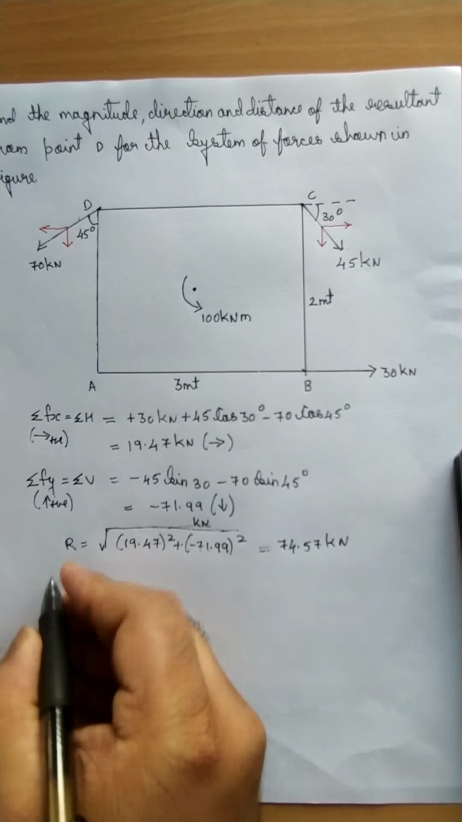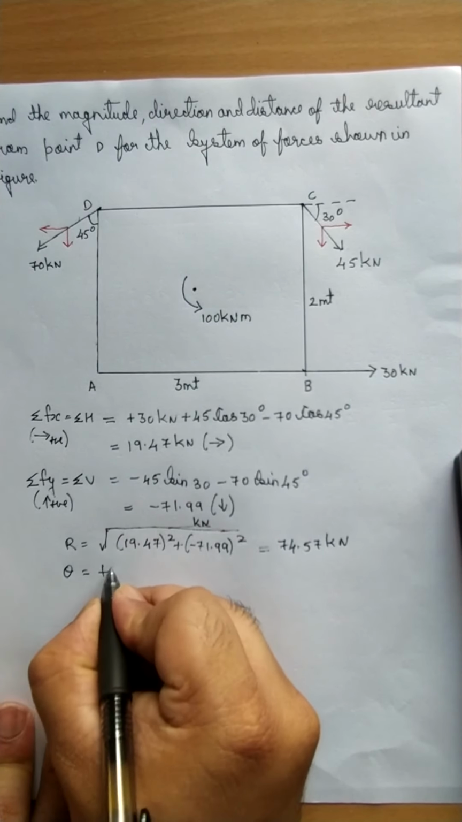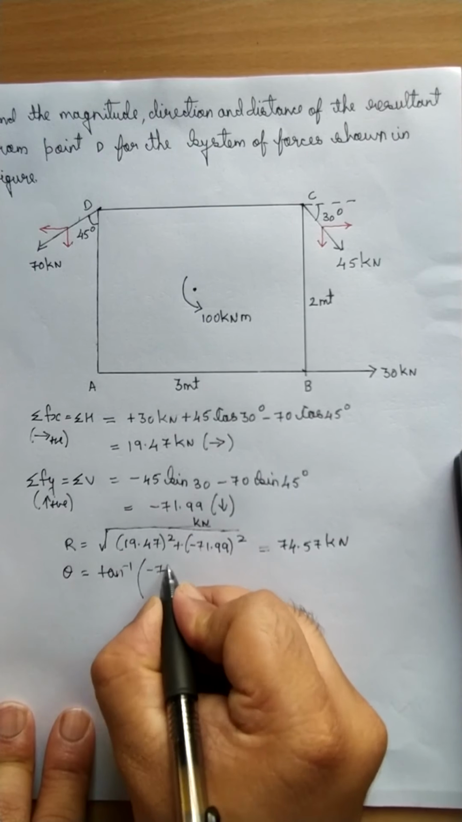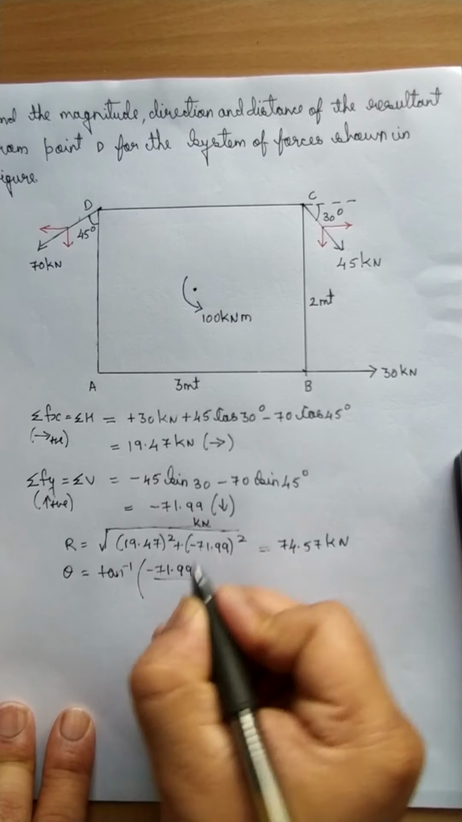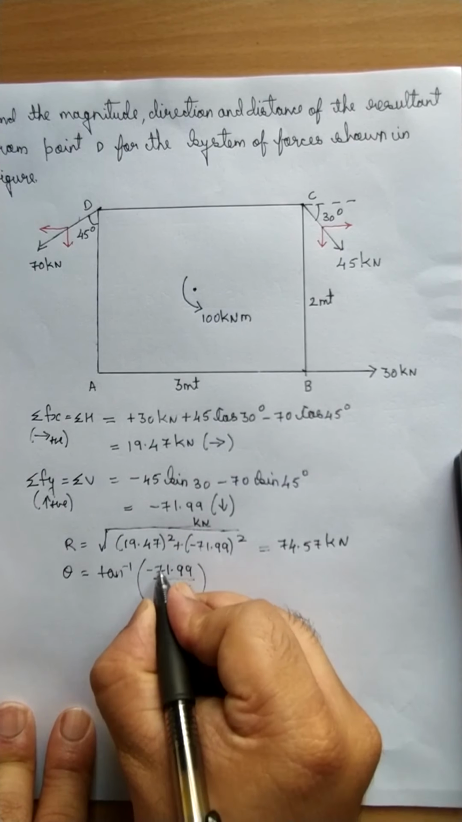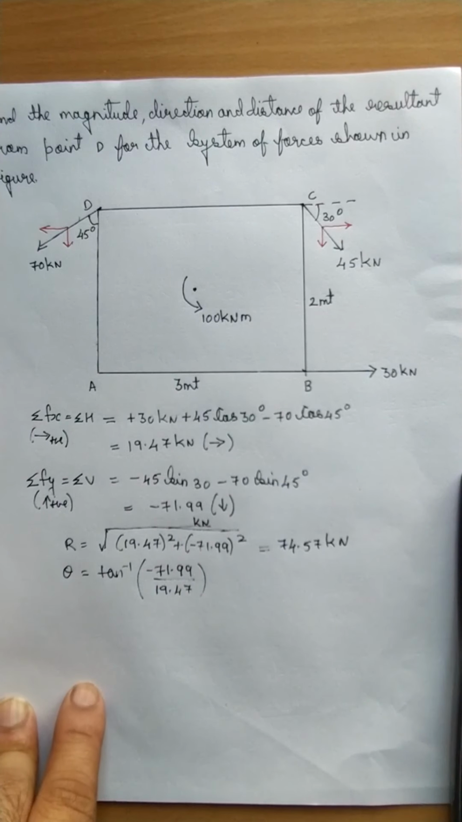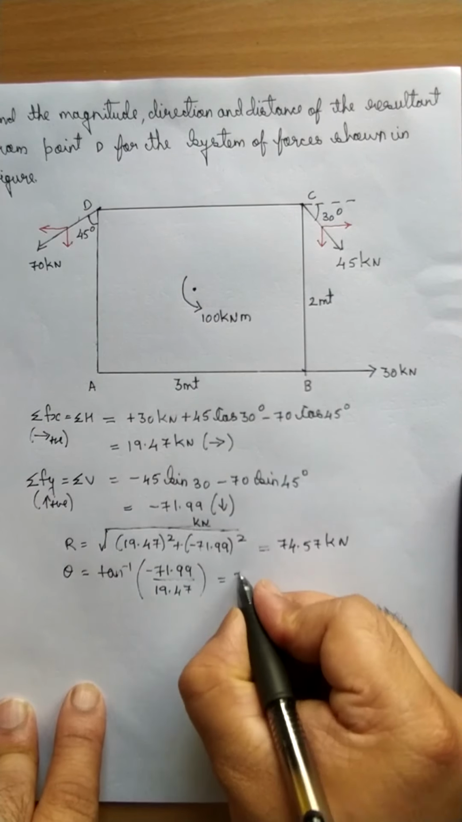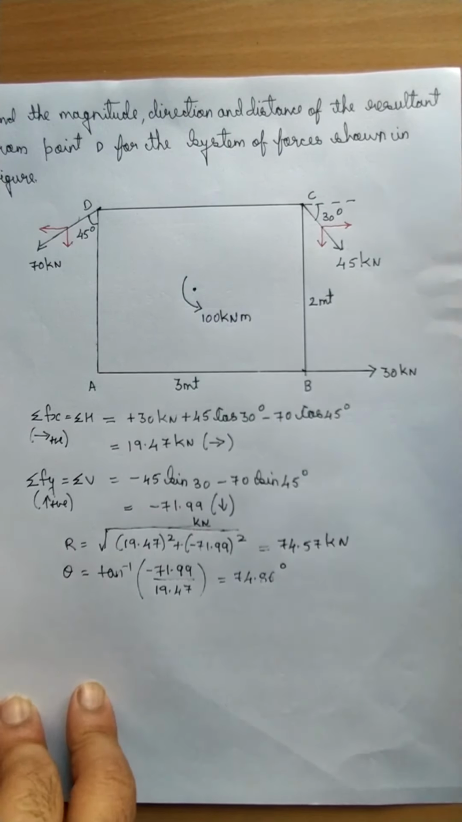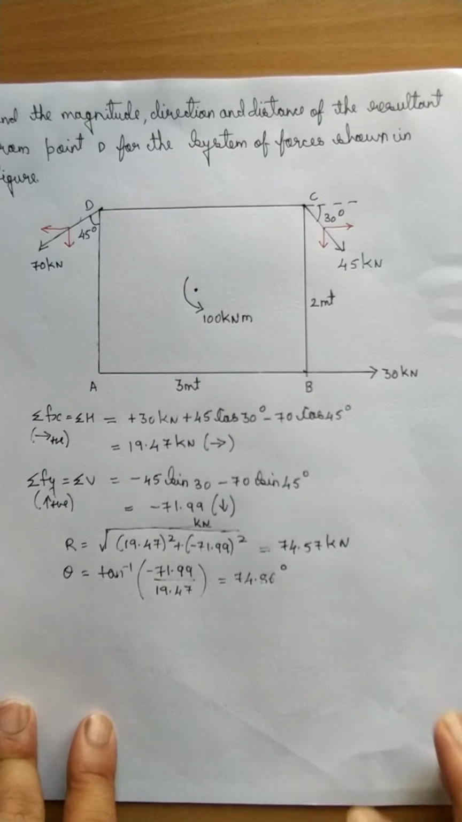So it is 74.57 kilonewton. Similarly, we will find theta, which is tan inverse of summation of Fy divided by summation of Fx. Neglect this negative sign, calculate it with positive only. So it is 74.86 degrees. So we have now computed Fx, Fy, the resultant and theta.